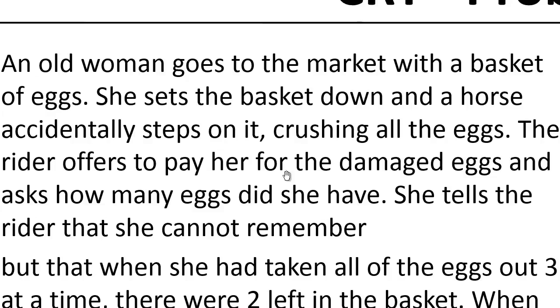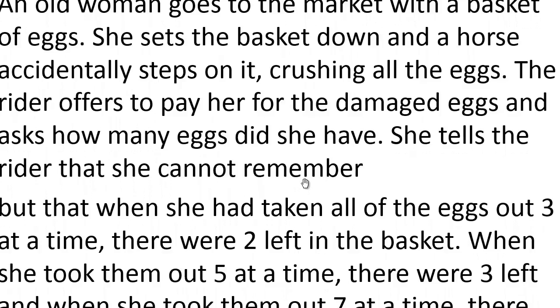So, what is the situation here? An old woman is going to the market with a basket of eggs. Accidentally the basket falls down and a horse steps on it. Now the rider is ready to pay for the damaged eggs, and he asks the old woman how many eggs she had in her basket. This is what we need to find, as x. She tells the rider that she cannot remember how many eggs she had at the time of the accident.